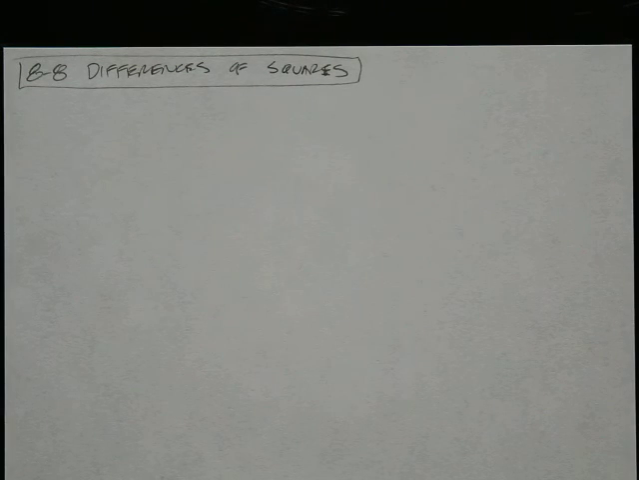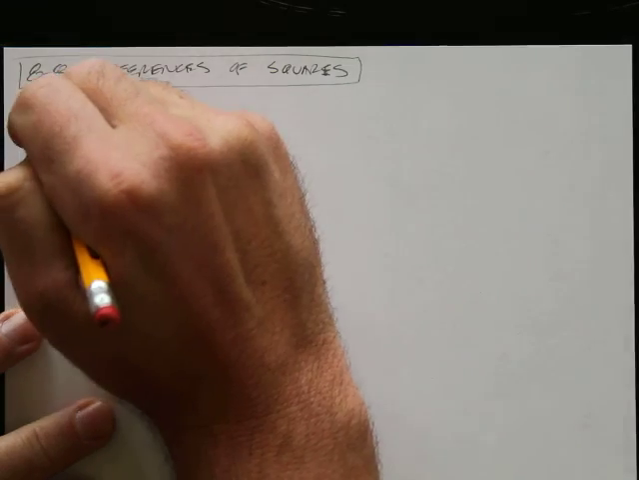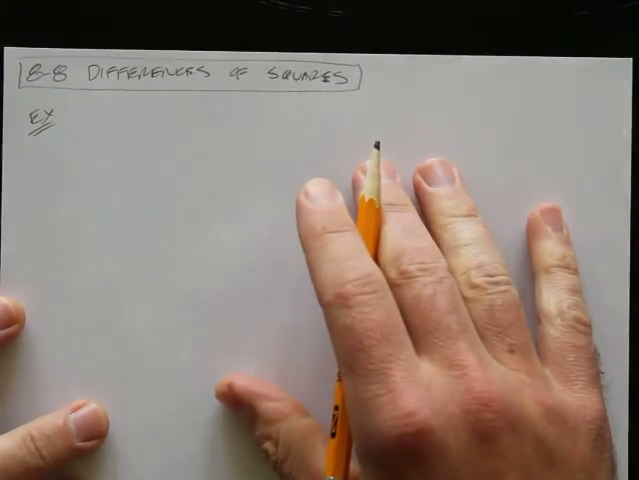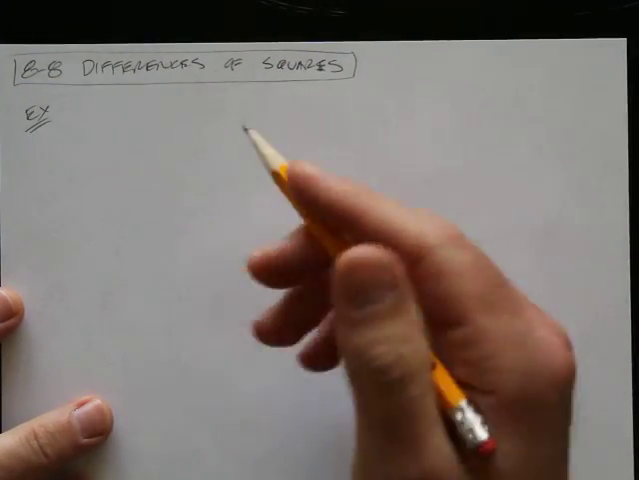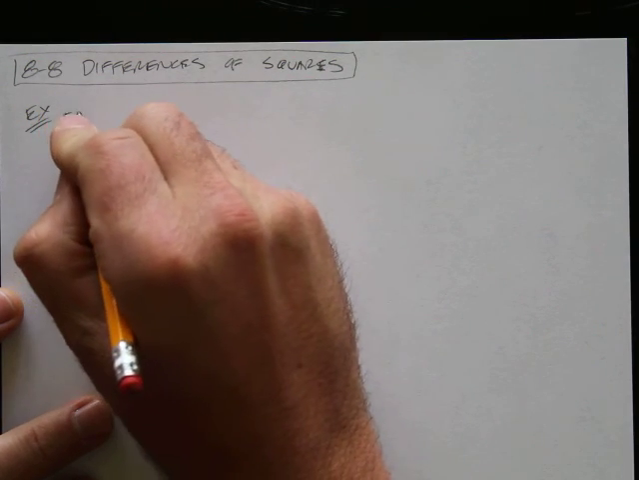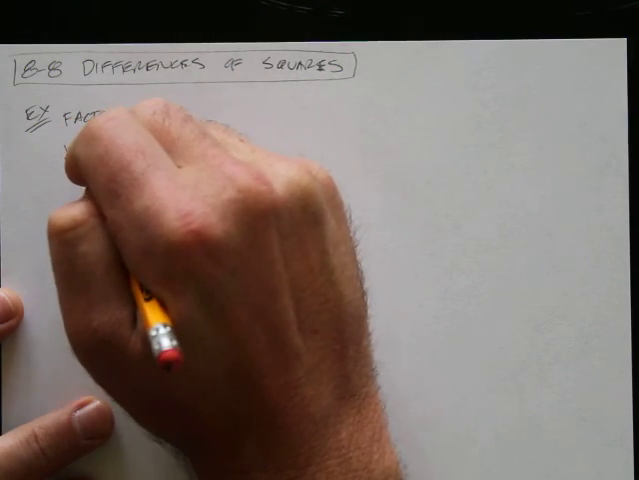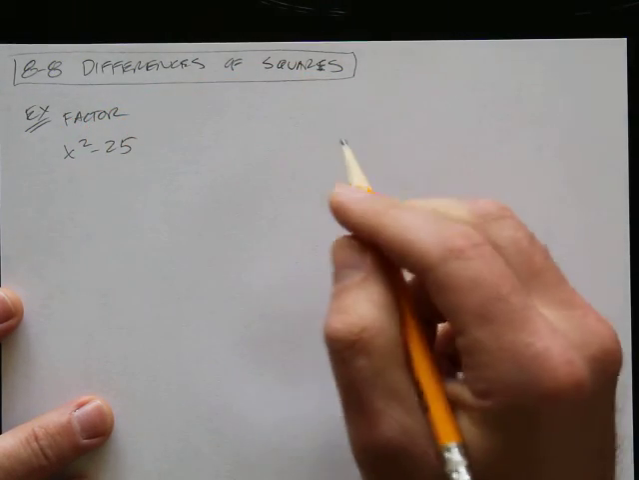Algebra 1, 8-8, differences of squares. So we're factoring. We're kind of going backwards from, or the reverse from earlier in this chapter. So we're going to do an example. We're going to just start with an example. I've got x squared minus 25.